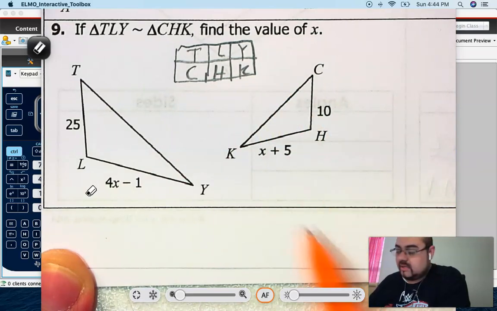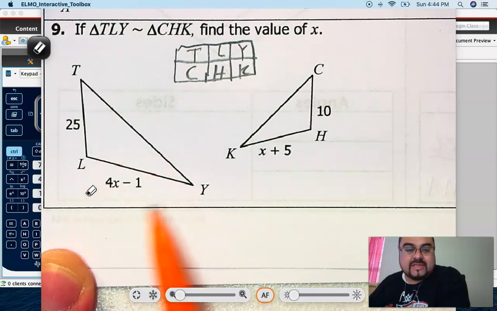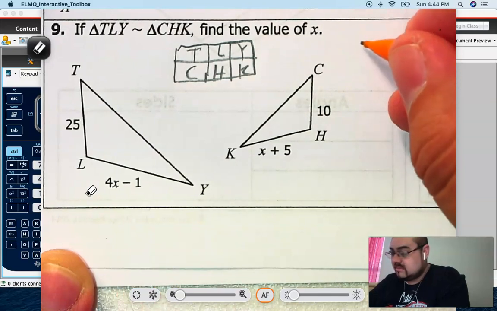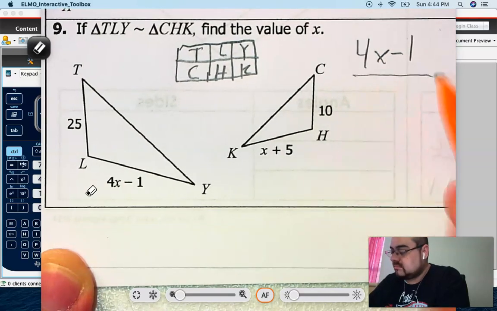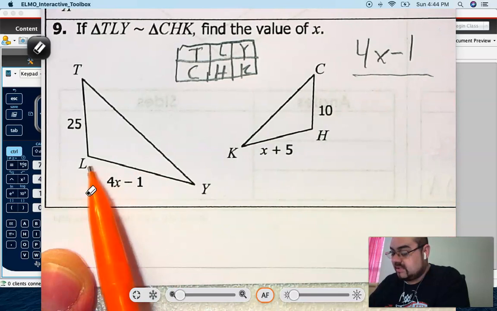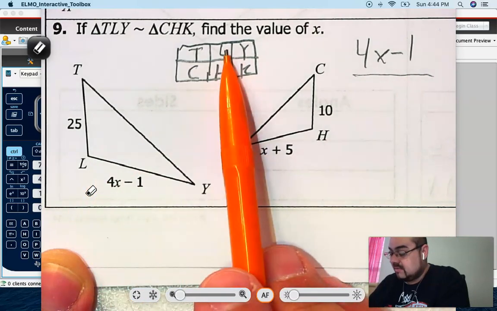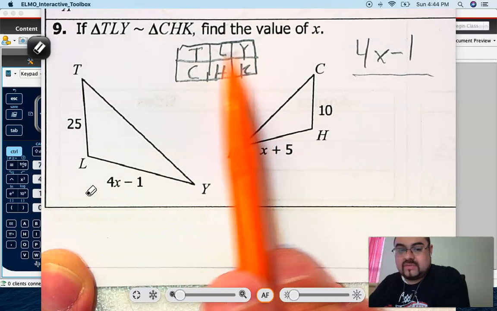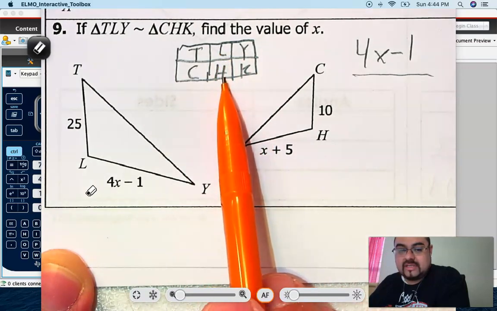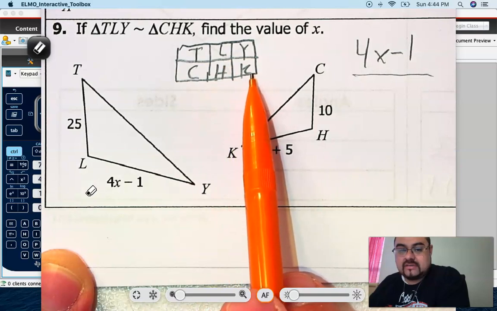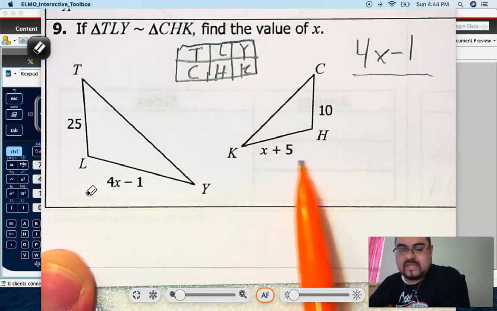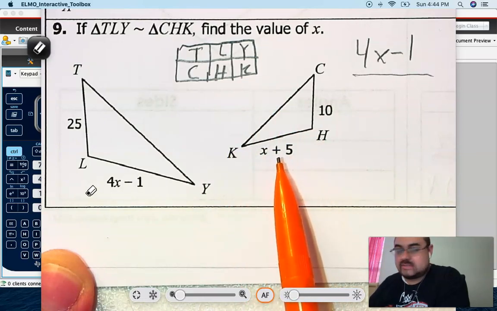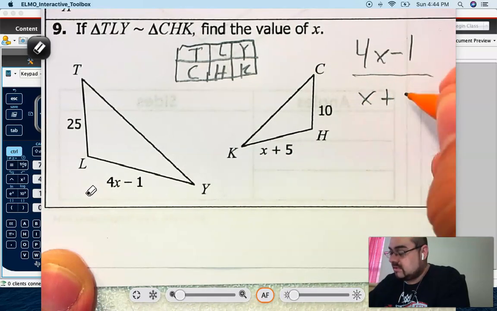Okay, so I'll go ahead and start on the left side. Of course, I'm going to pick the statement that has the x in it, and I'm going to make that first, just to make things a little bit easier. So 4x minus 1. Now 4x minus 1 is side LY. LY is right here. To find the corresponding side of LY, I just look down here at the bottom, and it's going to be side HK. So I'm going to go down here. HK is the other term that has the x, which is great. X plus 5.